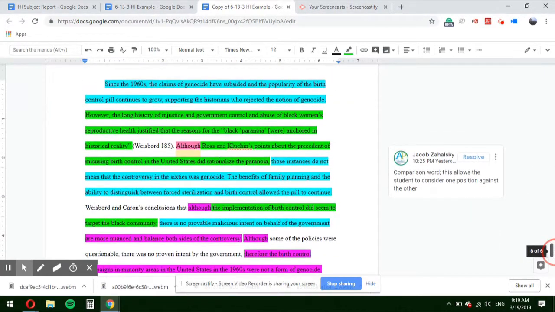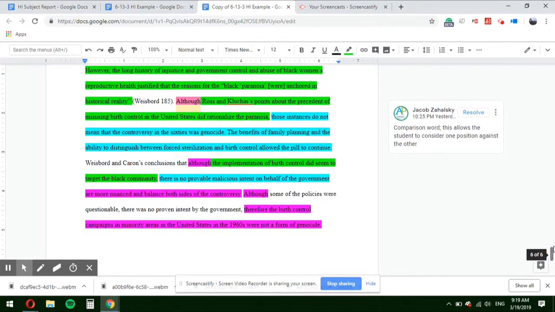So basically, synthesizing perspective 1 and synthesizing perspective 2 and pitting them finally against each other, and then judging one as heavier than the other. And so here, although this, the student considers perspective 1, the student judges perspective 2 as more convincing. Then the student continues again, Weisberg and Karen's conclusions that although the implementation of birth control did seem to target the Black community, although perspective 1, there is no provable malicious intent on behalf of the government, perspective 2.